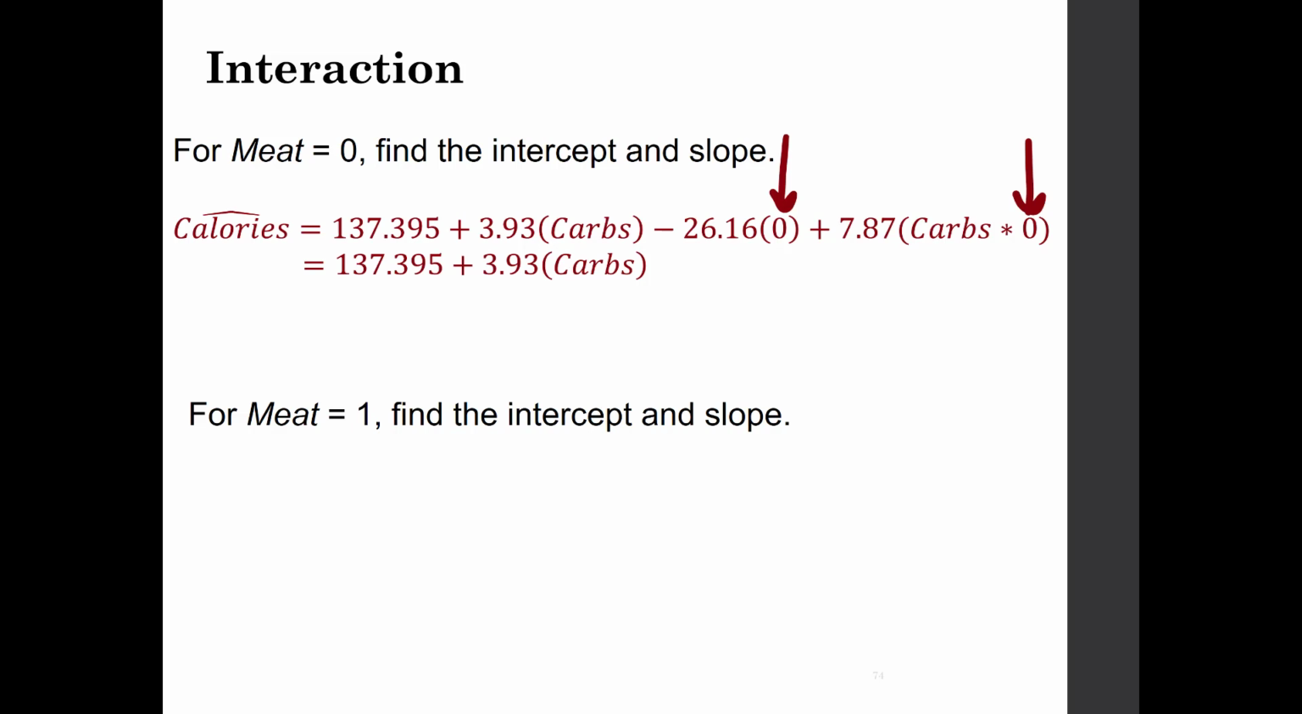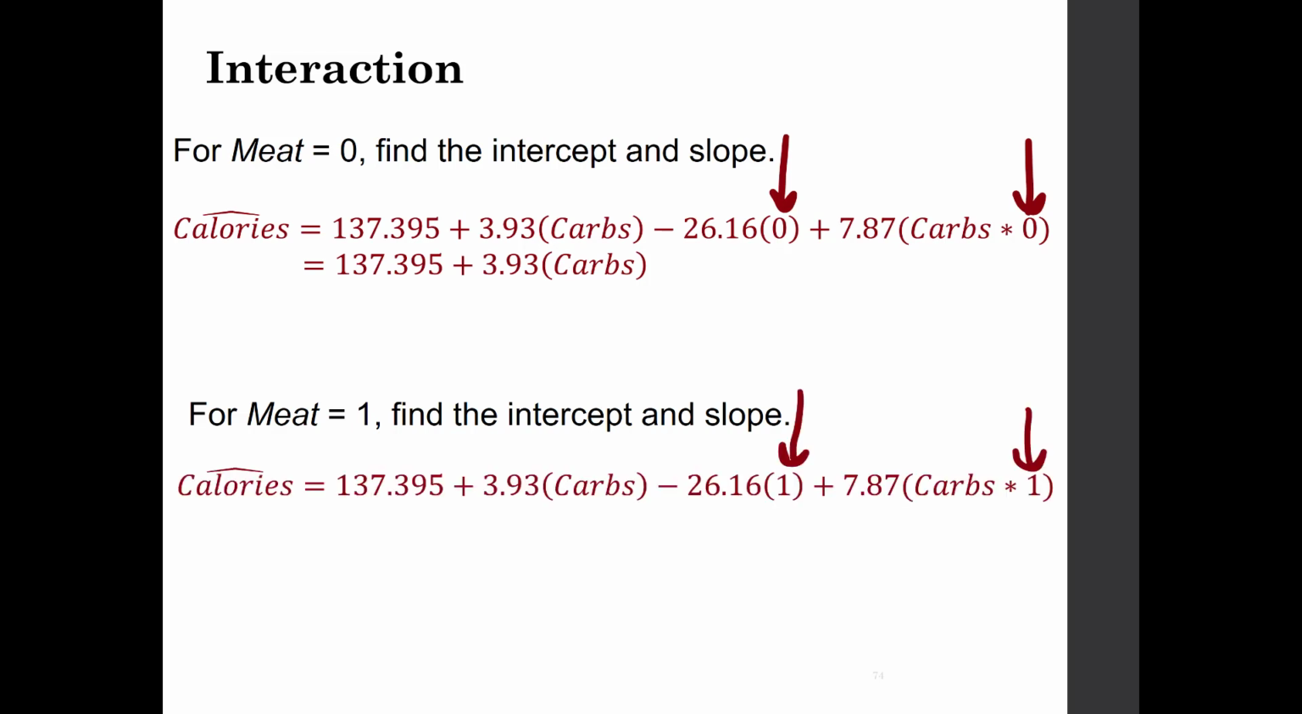We can play the same game for meat equals 1, find the intercept and the slope. Again, use our regression equation, plug 1 in anywhere you see meat. This time, the minus 26.16 stays, because times 1, it just stays minus 26.16. So we combine the other constant, 137.395, minus the 26.16, and then we combine the 3.93 carbs to the 7.88 carbs, and it gives us 111.24 plus 11.81 times carbs.